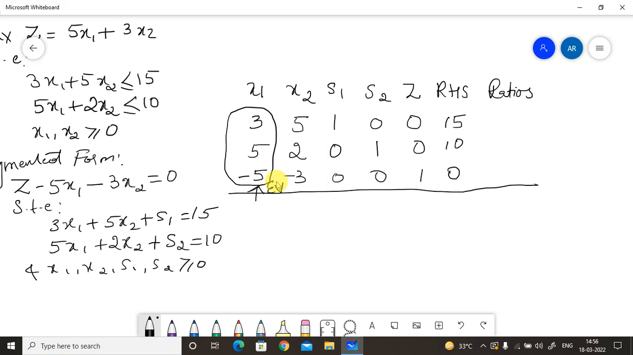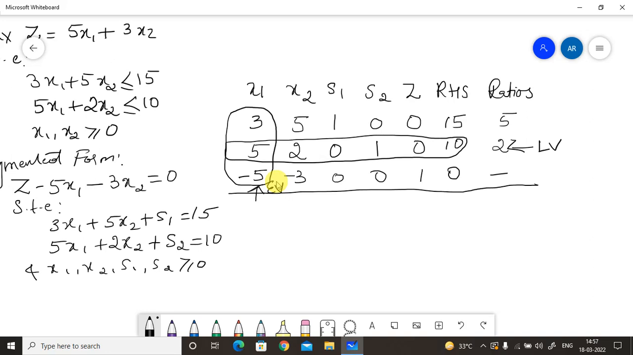Now whatever RHS values we have, we have to divide them by the entering vector column. So it will be 15 by 3, which gives you 5, and 10 by 5 will give you 2, right? This one we are not going to find out. Okay, so among 5 and 2, 2 has the least value, and this will become the leaving vector. Now we need to encircle the entire row.